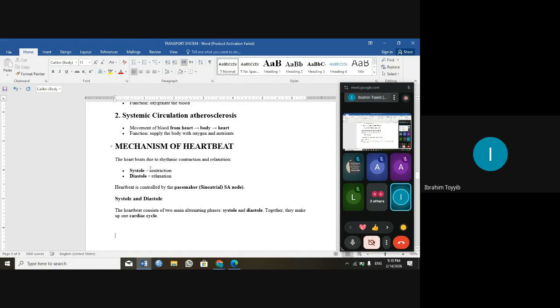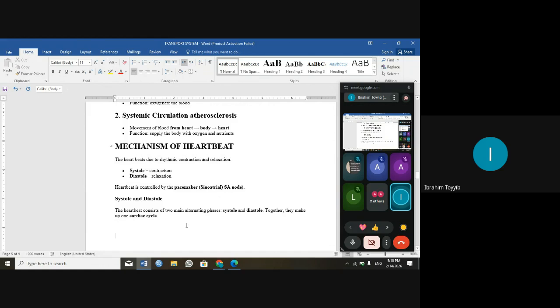So contraction there means what? Systole. It is referred to as systole, and relaxation means what? Diastole. So the heartbeat is controlled by a pacemaker, which is called the sinoatrial node. That's the pacemaker. The heartbeat consists of two main alternating phases, systole and diastole. Together, they make up one cardiac cycle.